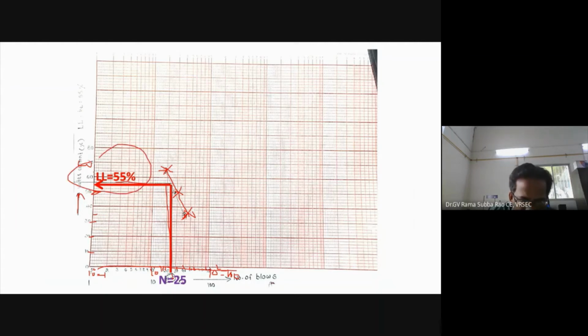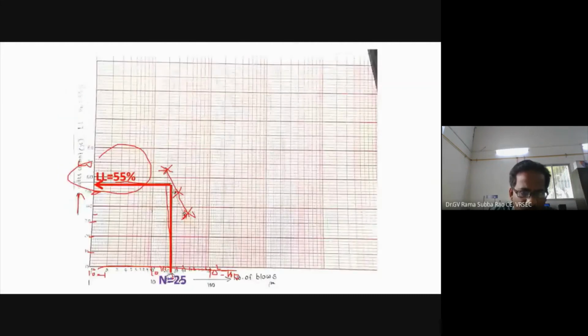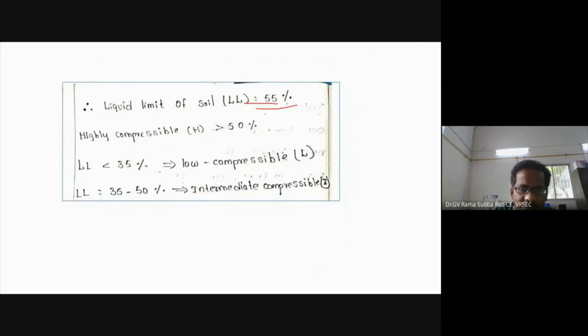Here you see for N25, number of blows 25, the water content corresponding to 25 blows is the liquid limit, which is equal to 55. In the same manner, we have conducted plastic limit also, but it is good to discuss the importance of liquid limit. We got liquid limit 55 from this flow line, the water content corresponding to 25 blows.